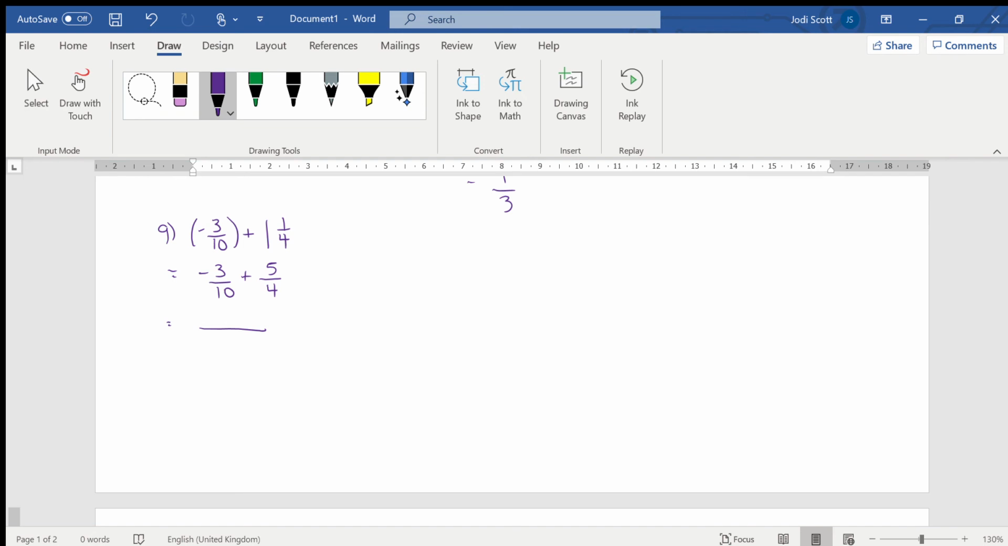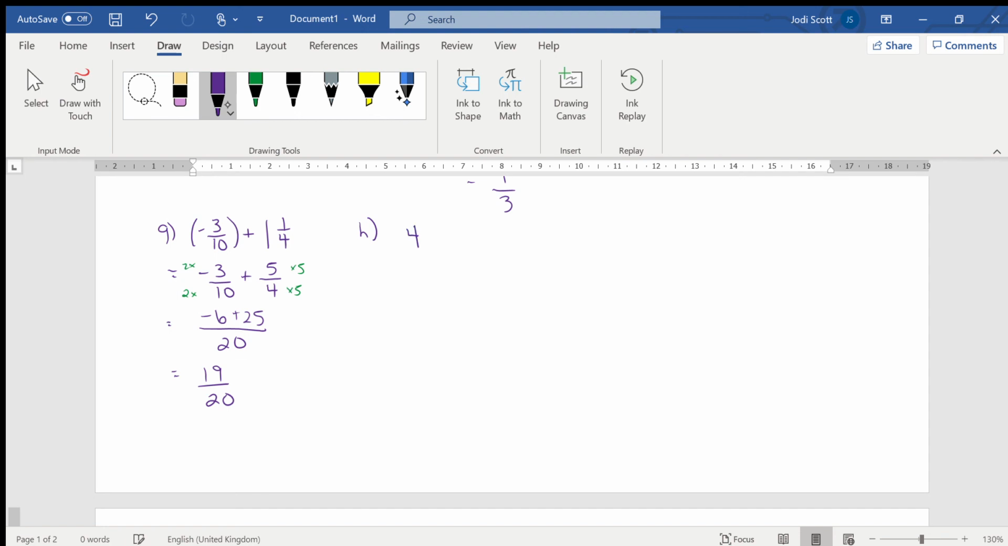So you can just multiply the bottoms together and get 40, but there's a smaller number. Both of these can go into 20, so I'm going to use 20 as my common denominator. So for my first one, 10 to get to 20, we had to multiply by 2. Okay, so the top 2 times negative 3 is negative 6. And the second number, well, 4 to get to 20, we had to multiply by 5. So in the top, 5 times 5 is 25. So in this case, now we can just add them up. Negative 6 plus 25 is 19 over 20. And that one would be done.